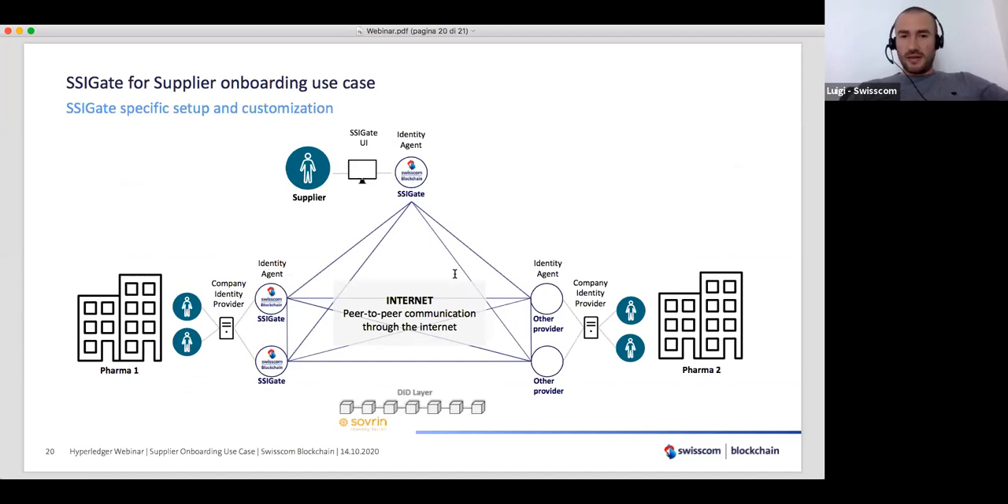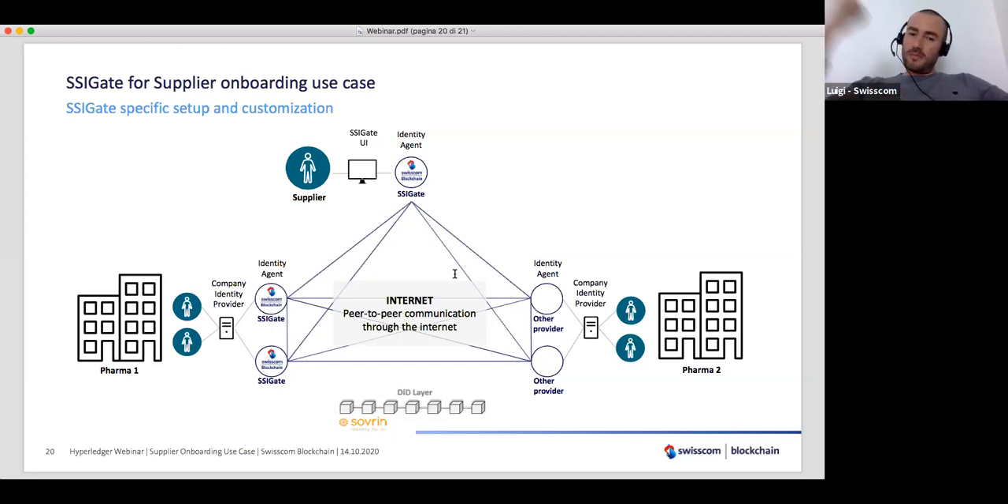And then finally, this confusing picture is representing the current solution. As I told you, below we have Sovereign. Then every pharma company can have its own identity provider. Let's imagine that right now just Pharma One and the supplier are using our solution, while Pharma Two is using another solution. But all these actors can integrate and talk with each other in a peer-to-peer manner thanks to Hyperledger Aries. And as I told you, the connection is peer-to-peer.